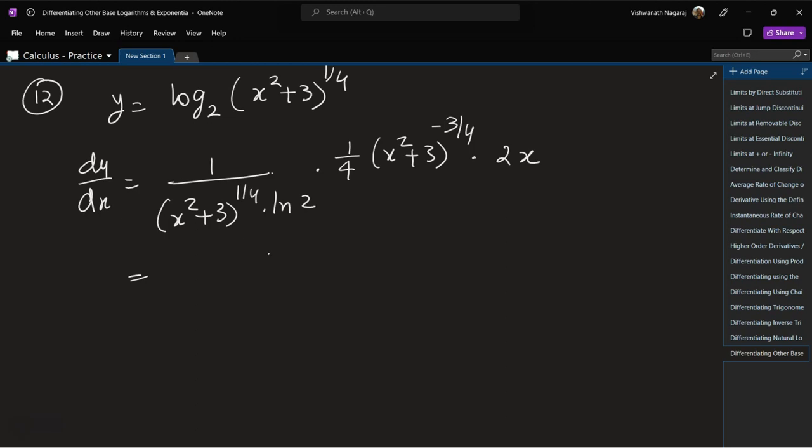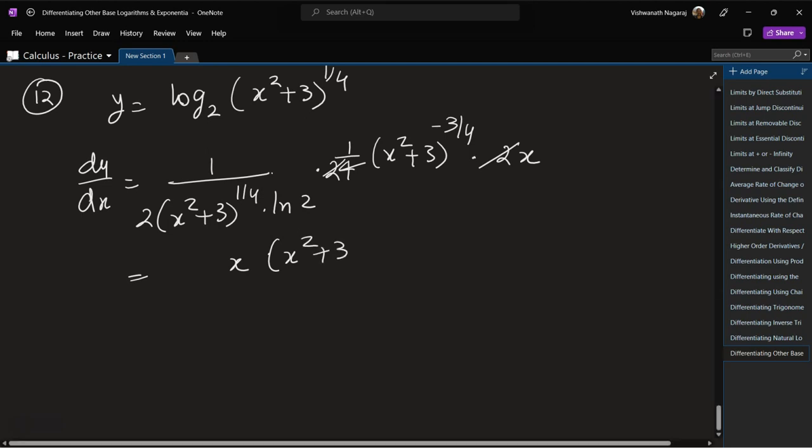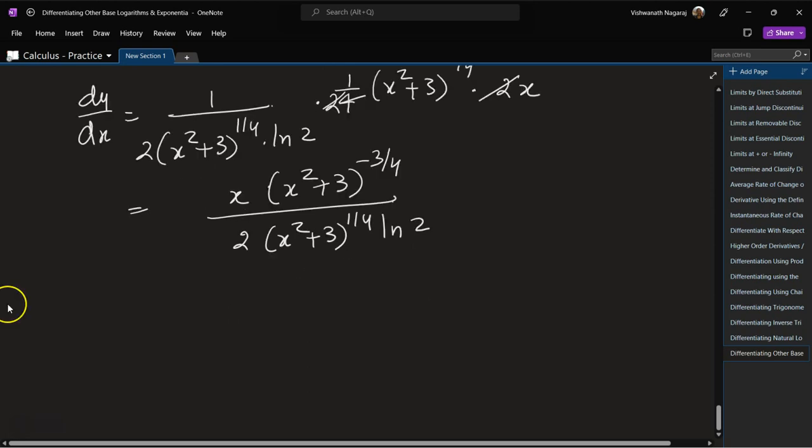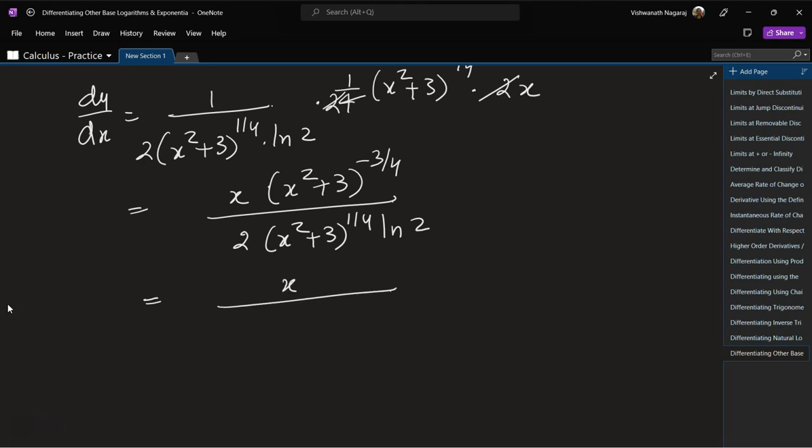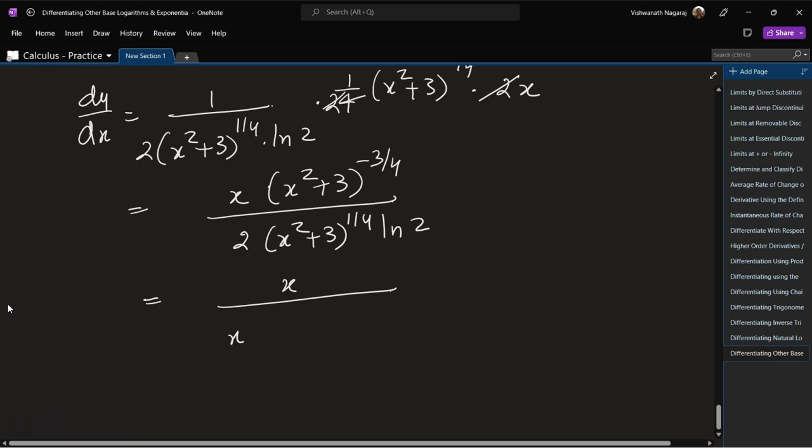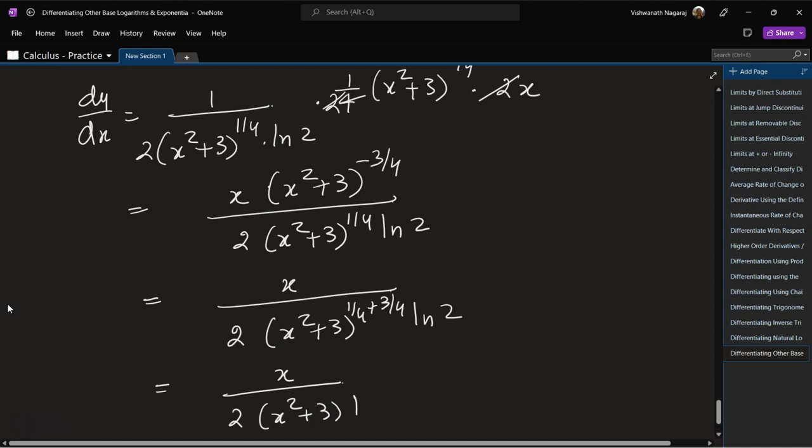We get this 2 times, and this 2 we can write it here. So we end up with x square plus 3 to the power of minus 3 by 4 by 2 times x square plus 3, 1 by 4 natural log of 2, and we can take this up or we can bring this down. So either way, what will happen is we will end up with x square plus 3 to the power of 1 by 4 plus 3 by 4 natural log of 2, which is nothing but 2 times x square plus 3 to the power of 1 natural log of 2.